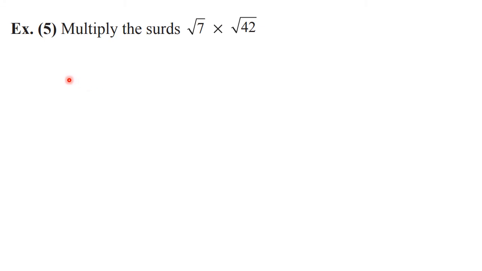So in the previous examples, we have seen addition and subtraction and the mixed sums. Now here we have multiplication. Okay. So here we have root 7 and here we have root 42. Now here, as I have said, for multiplication, it is not compulsory that the surds should be equal. Only their order should be same.